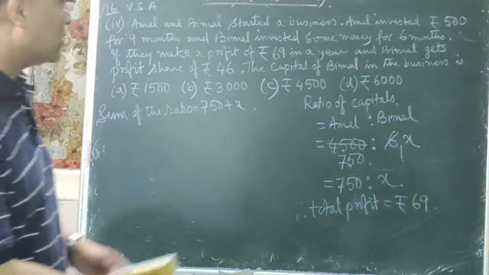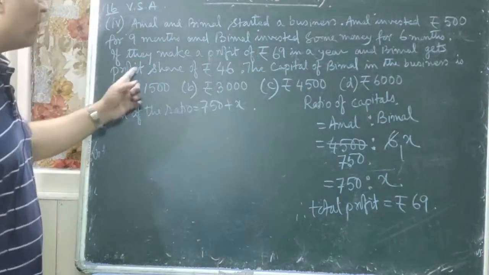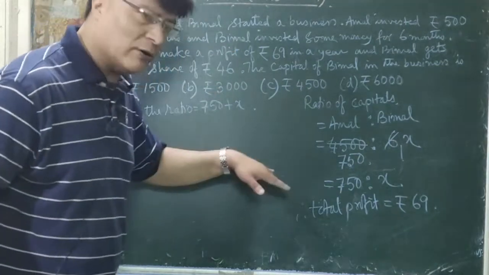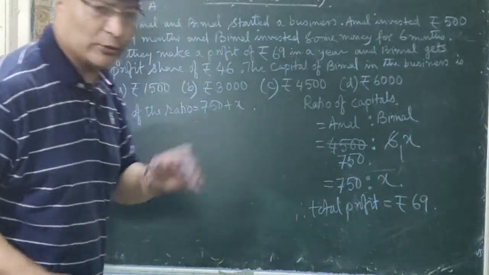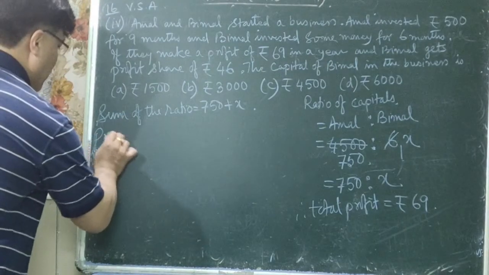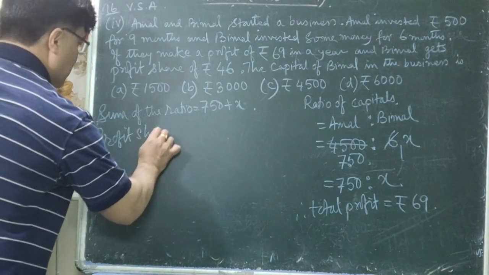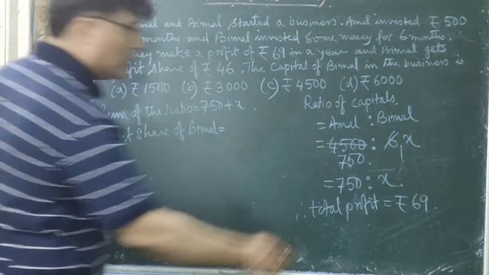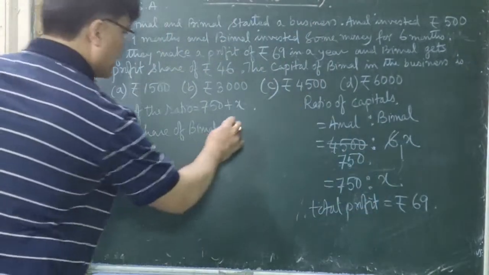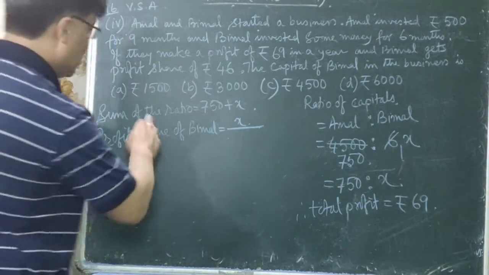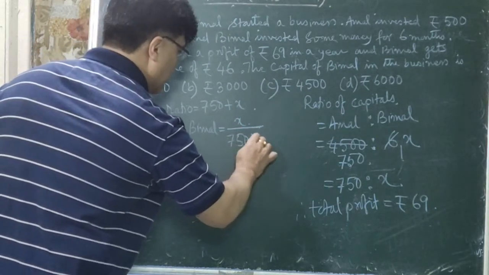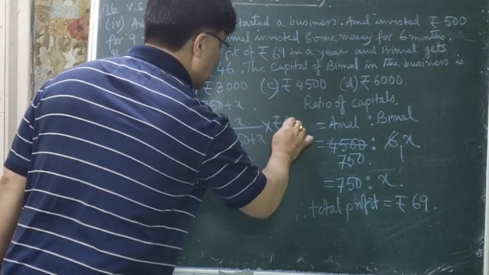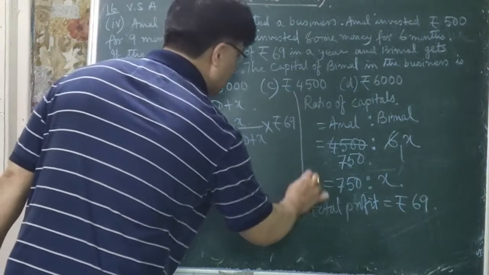So now in the question it is given that Bimal gets a profit share of rupees 46. Let us find out the profit share of Bimal here also. So what is the profit share of Bimal here? Profit share of Bimal is equal to Bimal's equivalent number, this is x, x divided by the sum of the ratio 750 plus x, into the total profit, it is rupees 69. Is that clear now?